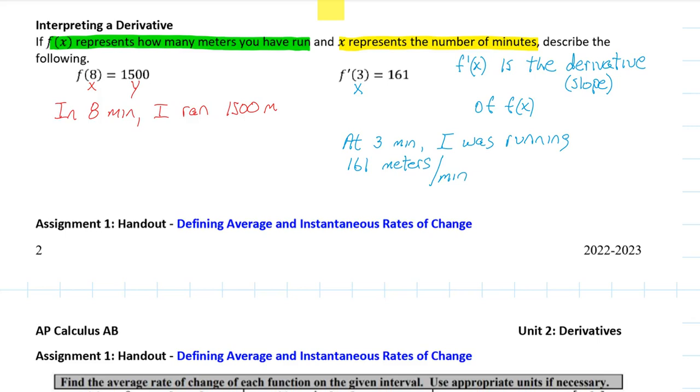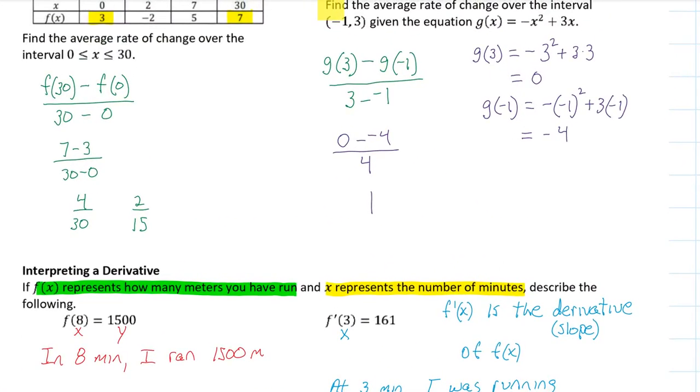When we did our average rate of change in the previous problem, I could have said that these units up here were meters per minute or meters per hour, whatever it was, meters per minute. And so the y values represent meters, the x values represent minutes, so this could have been 1 meter per minute.